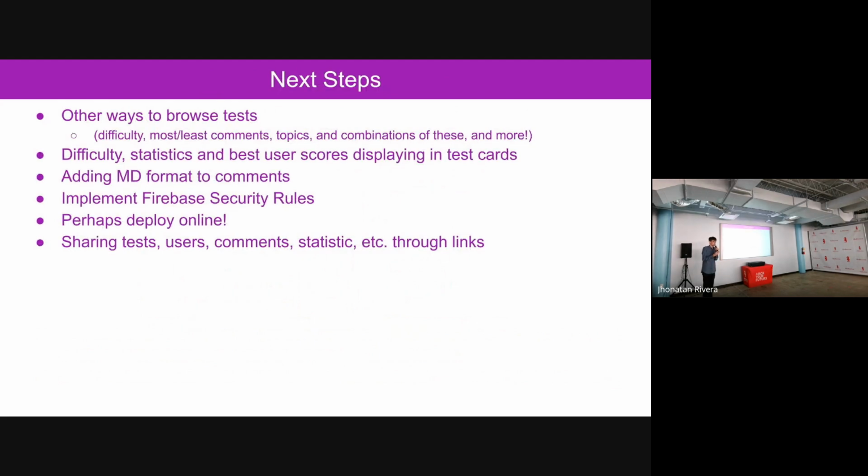So for the next steps of my project, I would like to add more different ways to browse tests, like through statistics, difficulty, comments, users played, topics, hashtags, and combinations of those. I would like to display the difficulty of the tests, along with perhaps best player, best score, and best questions answered correct in the test cards, adding markdown formats to comments so that users can discuss the test using links and images. Implement the Firebase security rules.